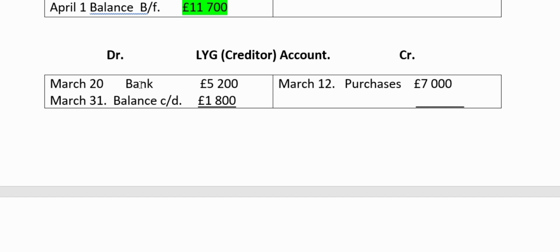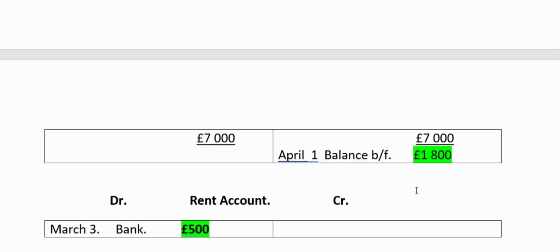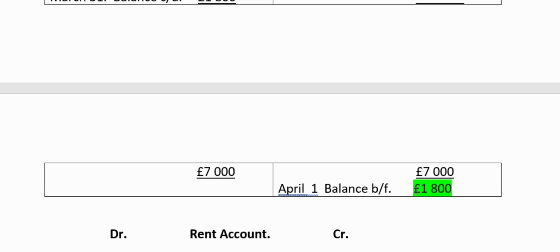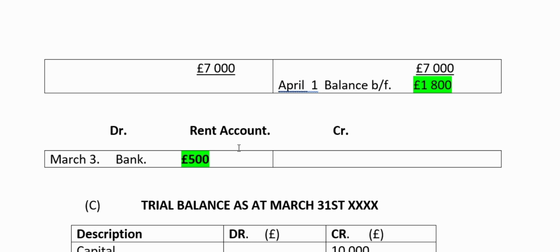March 20th, bank, that is to say, a check was issued to LYG worth 5,200, and so out of 7,000, Westone Ventures paid 5,200, which means there will be a balance of 1,800 still owed to LYG. So 1,800 will now be the balance in LYG, as we can see here. 1,800 is the balance.